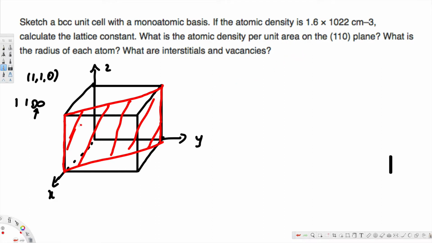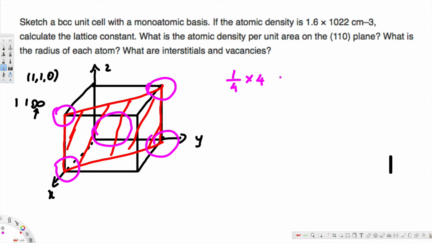We know there's the unit. First we have to calculate the number of atoms. If you look at this, each corner of this plane is connected with an atom, and here you can see 1/4 of the atom is covered by this plane. So we can say 1/4 times 4, and for a body-centered cubic structure there's an atom in the middle, so it's also covered.